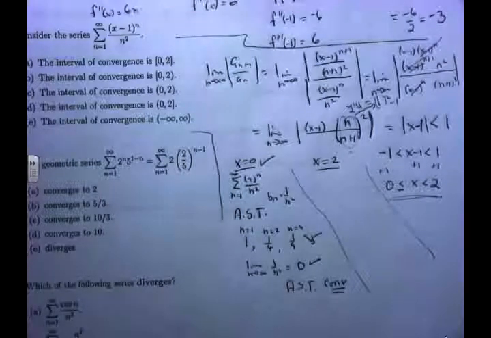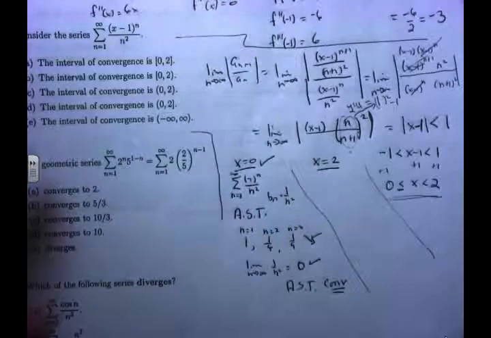No, all we're doing is testing for convergence. We don't care if it's absolute or not. We just want to make sure it converges. If it converges, we want it. If it doesn't converge, we blow him off. I'm not including him in my interval of convergence. So, x equals 2. Plug it in.